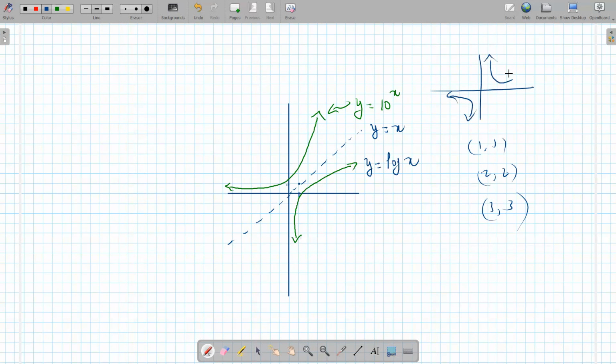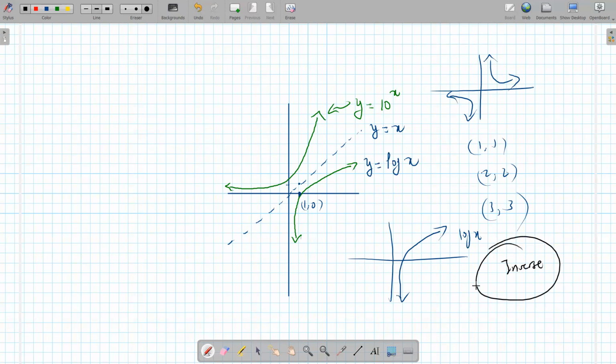It would have two components because there would be a vertical asymptote. But this one is actually going through the x-axis. It's going to go through 1, 0 right there. So by itself, it just looks like this. This is called the log of x. It's not the reciprocal, it's called the inverse of an exponential function. Inverse is something like sine and sine inverse, these are inverse functions.